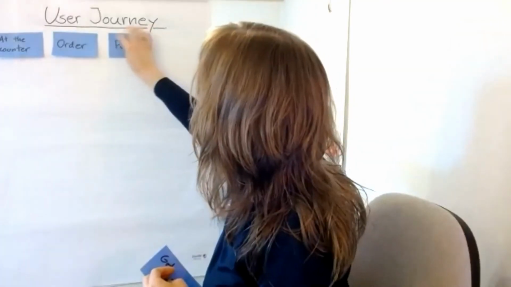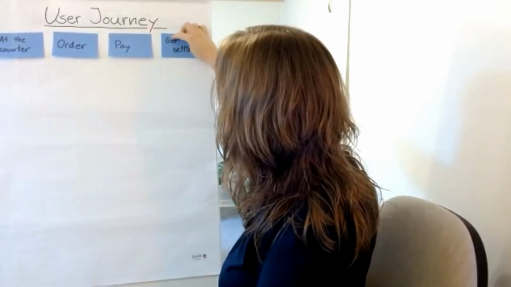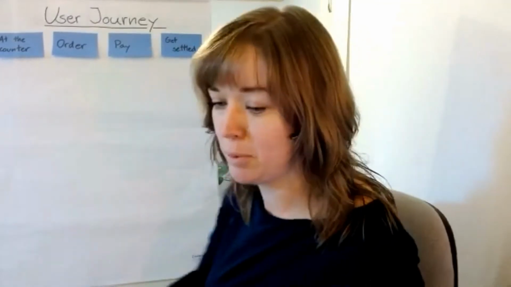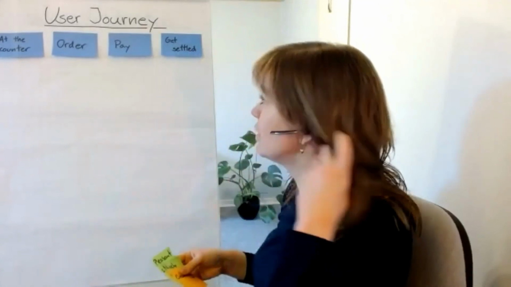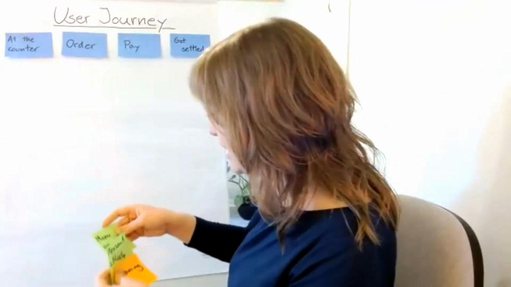I need to pay. And then I will get settled. We could have various options, because it could also be takeaway. But for this purpose, this is how we're doing it. Now, what does the customer need? The customer comes in, stands at the counter. What do they need for this?